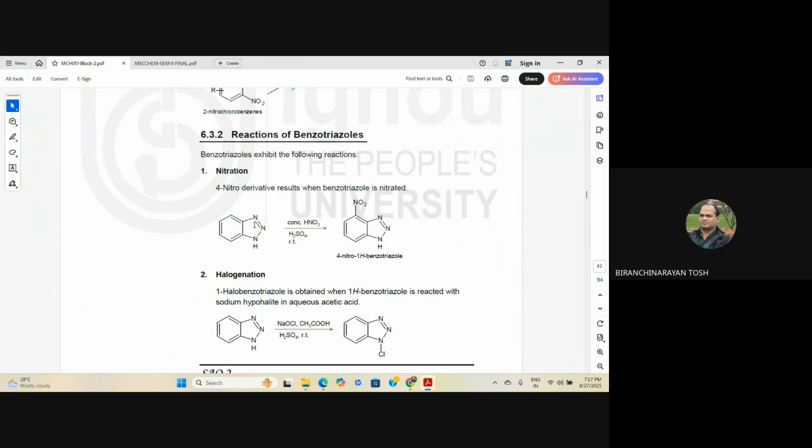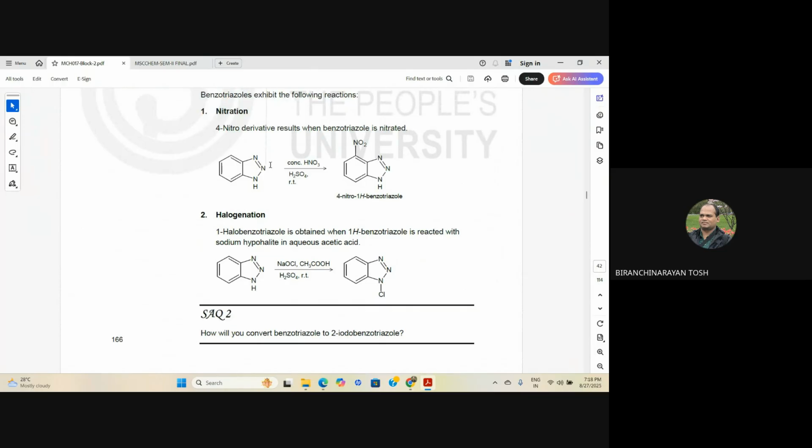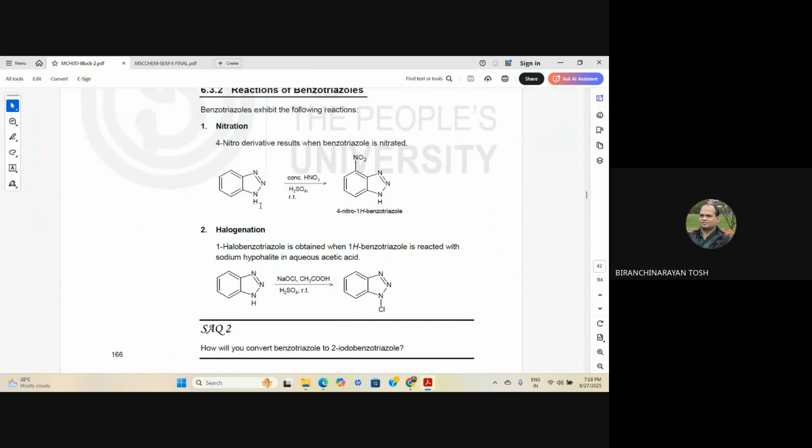Nitration: as these nitrogens cannot be nitrated here, it will nitrate at the benzene nucleus. So 4-nitro derivatives result when benzotriazole is nitrated with concentrated nitric acid and sulfuric acid at room temperature. We will get 4-nitro benzotriazole. The 5-membered ring cannot be nitrated because all are saturated. Halogenation, and nitration at nitrogen cannot happen. Nitration only happens on the benzene nucleus, but halogenation can occur at the nitrogen.